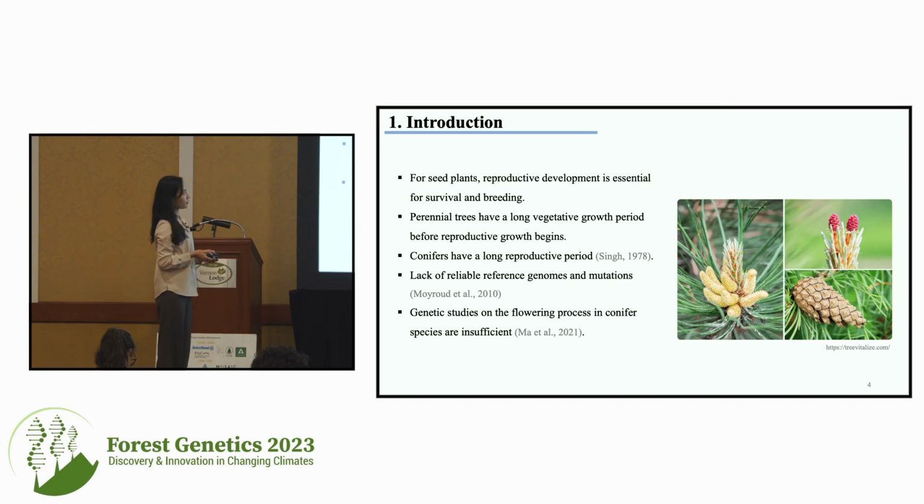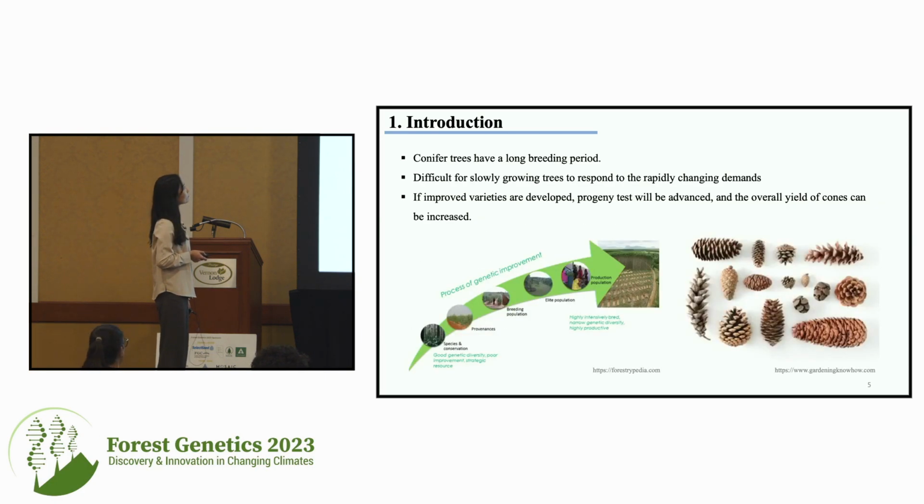For seed plants, reproductive development is essential for survival and breeding. Perennial trees have a long vegetative phase before the reproductive phase begins. But unlike angiosperms, which take about 1 or 2 years to flower, conifer trees have a very long reproductive period. So it takes about 3 years to make complete cones. Because reliable reference genomes and mutations in gymnosperms are lacking, genetic studies on the flowering process in conifer species are insufficient.